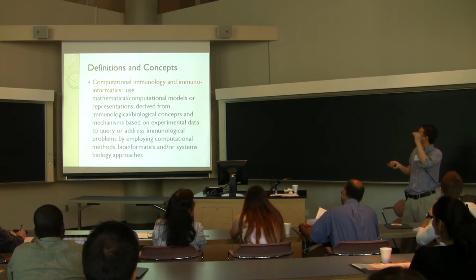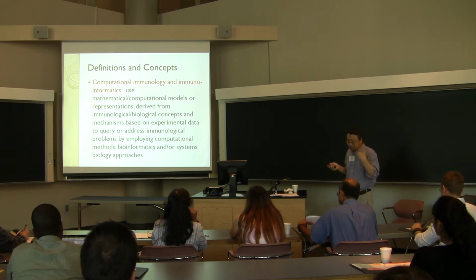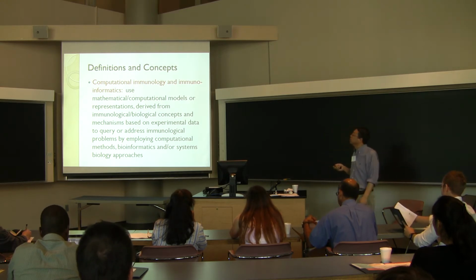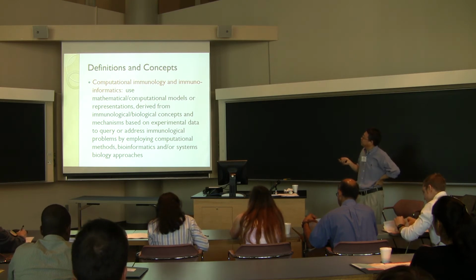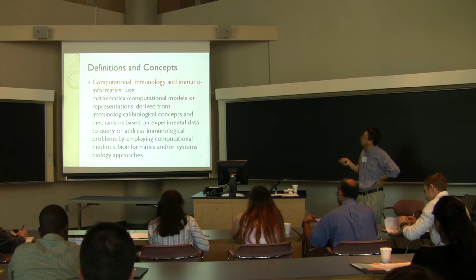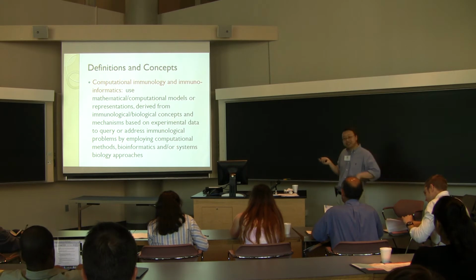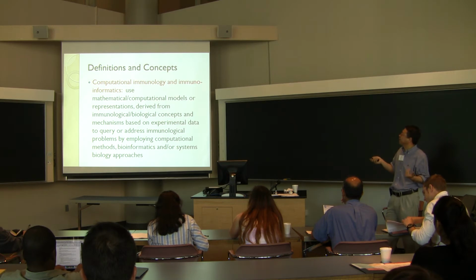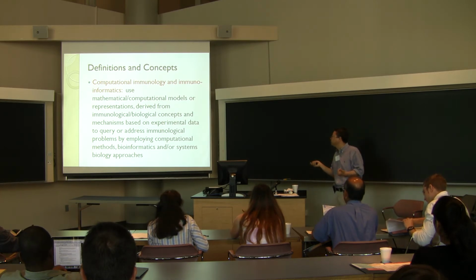And I just try to summarize this based on our experience in the past 6 or 7 years working on this. I give it a kind of definition for computational immunology or immunoinformatics. We try to use mathematical computational models or representations, derived from immunological or biological concepts and mechanisms based on experimental data, to query or address immunology problems by employing computational methods, bioinformatics, or system biology approaches.